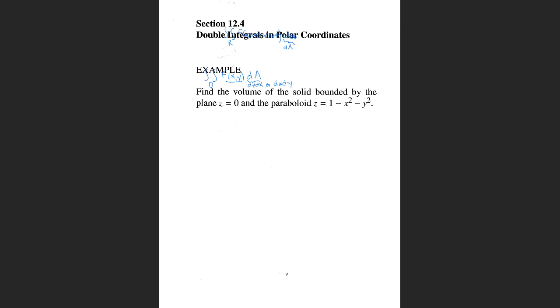So in order to do this problem, what surface is bounding this solid above? A solid has to be completely bounded. We've got the plane z equals 0 and the paraboloid. That's right, Charles. The paraboloid is bounding this solid above. The plane z equals 0 is bounding this solid below. And the plane z equals 0, by the way, is what coordinate plane?